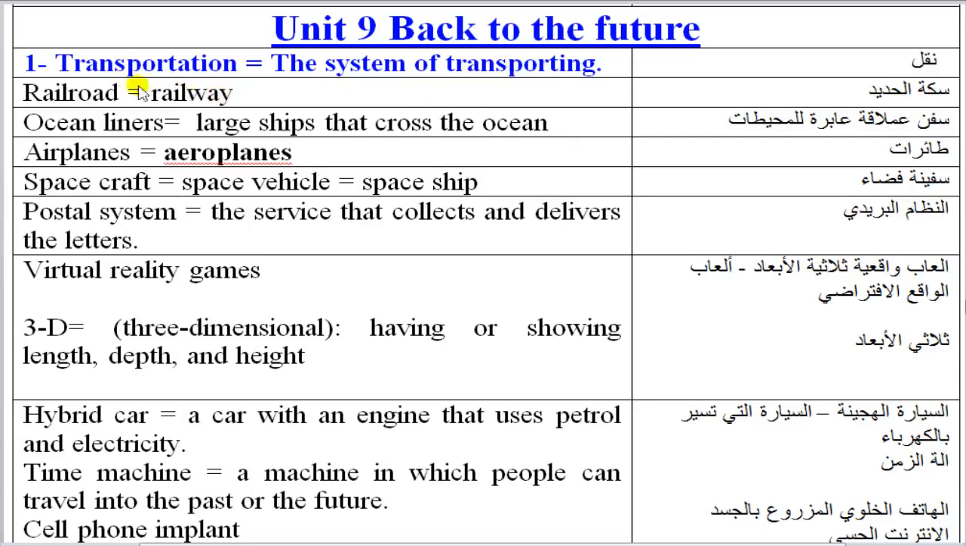1. Transportation. The system of transporting. Railroad, railway. Ocean liners, large ships that cross the ocean. Airplanes, aeroplanes.